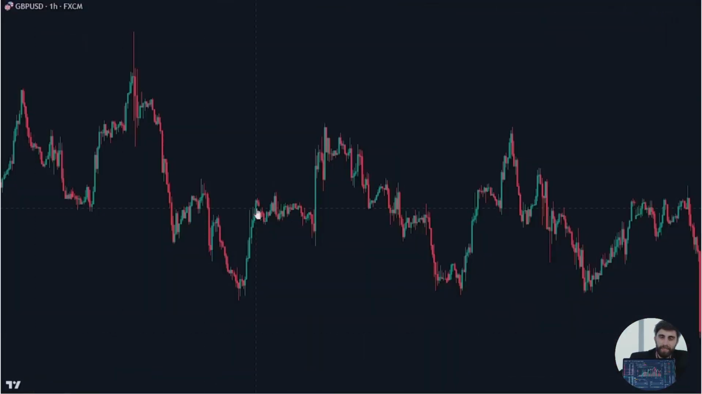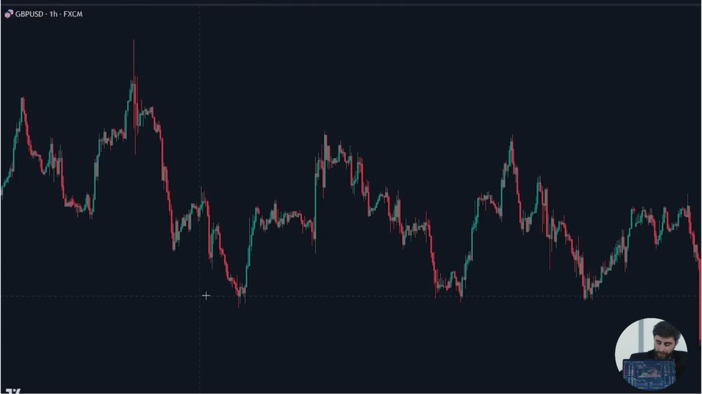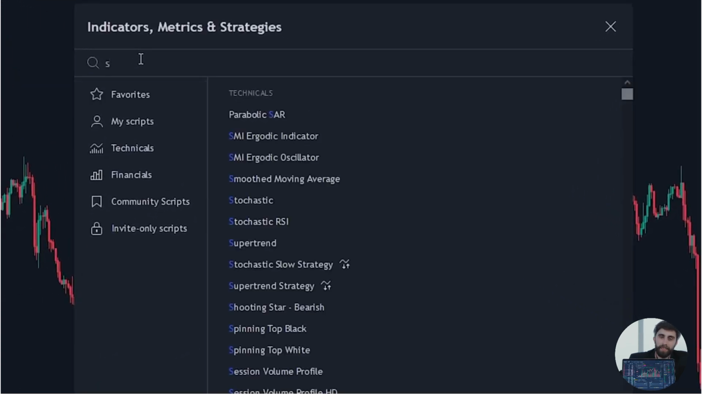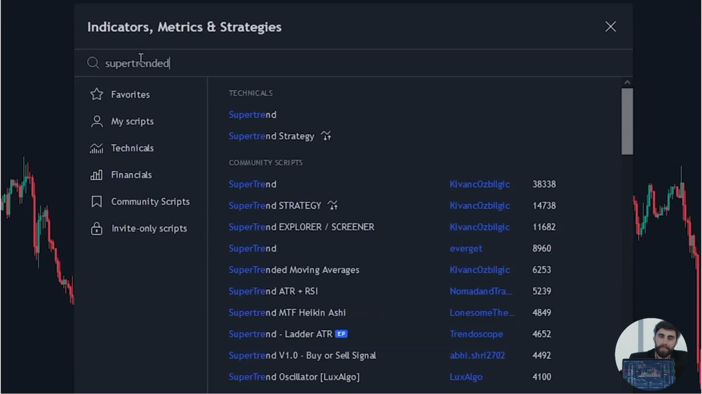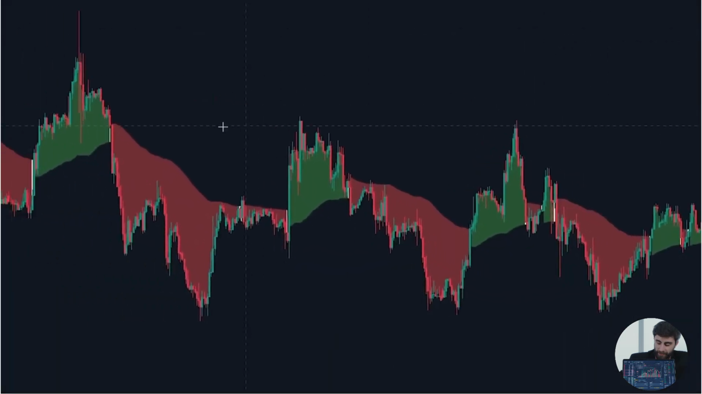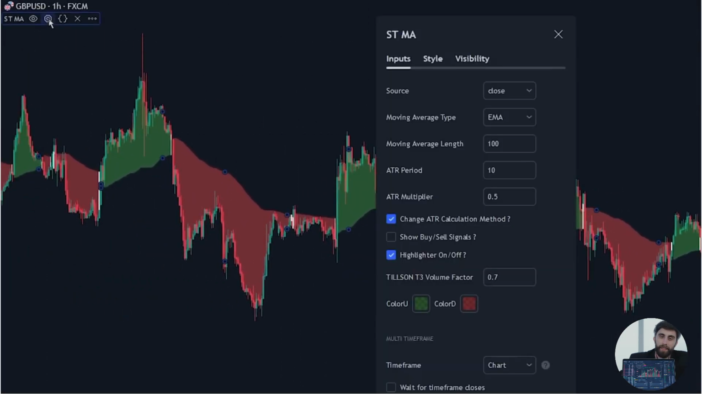Let's first add this indicator to the chart. Navigate to the Indicator Search tab and search for the Supertrended Moving Average indicator. Select the indicator made by this TradingView user and add it to the chart. Now let's take a look at the indicator input settings.